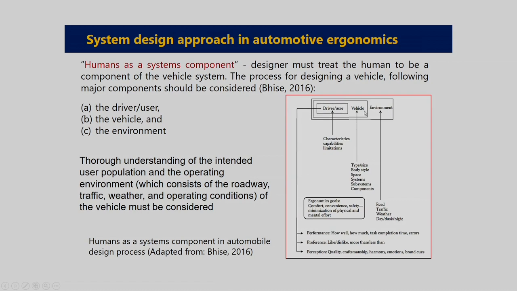Under this, if we consider the whole system, then what will happen? We can think about the performance, how much we can improve the task completion time and error of the driver. Preferences like, dislike, more than, less than for a particular requirement we can also study, then the perception of the driver or user in terms of quality, craftsmanship, harmony, emotions, brand cues, that also needs to be discussed. So, in automotive design, while we are thinking about ergonomics, we have to look at ergonomics from the system perspective, not for the particular individual component, only for the human being or only for the vehicle component, not that way. We have to think of the whole system together.